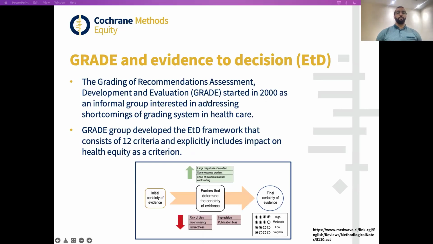So the GRADE working group, which is an autonomous group advancing guideline development methodology, established the GRADE approach in the early 2000s to assess the certainty of evidence supporting recommendations. Now, the certainty of evidence was mainly influenced by methodological factors, but recently they developed the ETD, or the evidence to decision framework, that includes 11 other criteria besides certainty of evidence that could influence the strength of the recommendation. And one of those criteria is the impact of implementing the intervention on health equity.